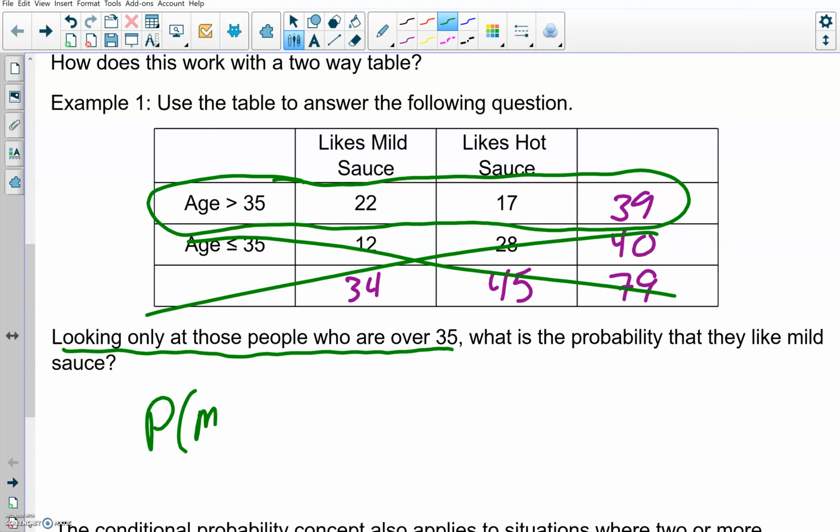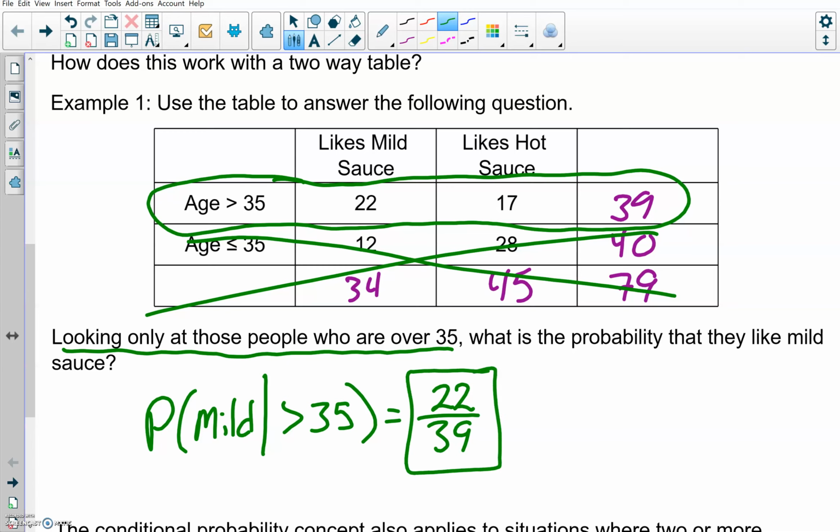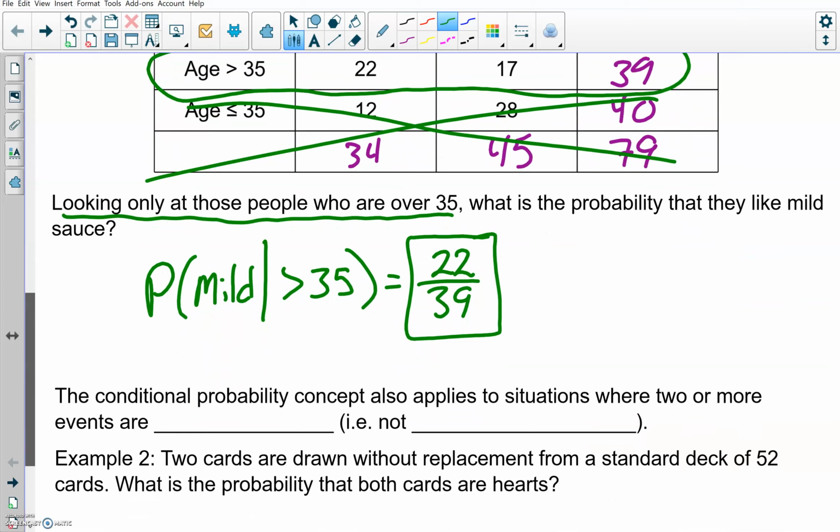So the probability of mild, given that they are over 35, well, in this case, there are 39 people who are over 35. We don't even care about the ones who are less than or equal to 35 now, so that number 40 there, that goes away. The total 79 gets reduced because we have a specific condition that's limiting our sample space. And then likes the mild sauce, that would be 22 of those 39. And that would be your answer. That's it. So, these are a lot like other probabilities, except you always remember the condition is going to limit your sample space in some way.